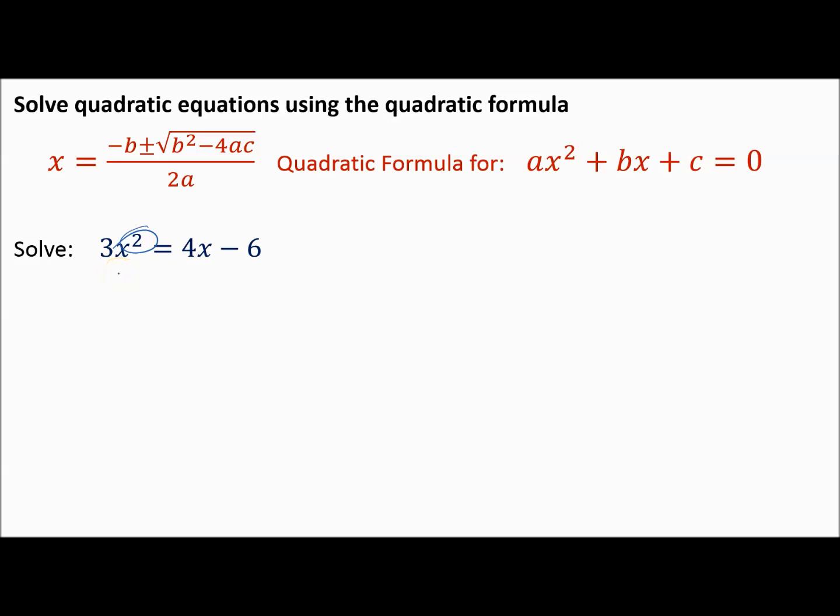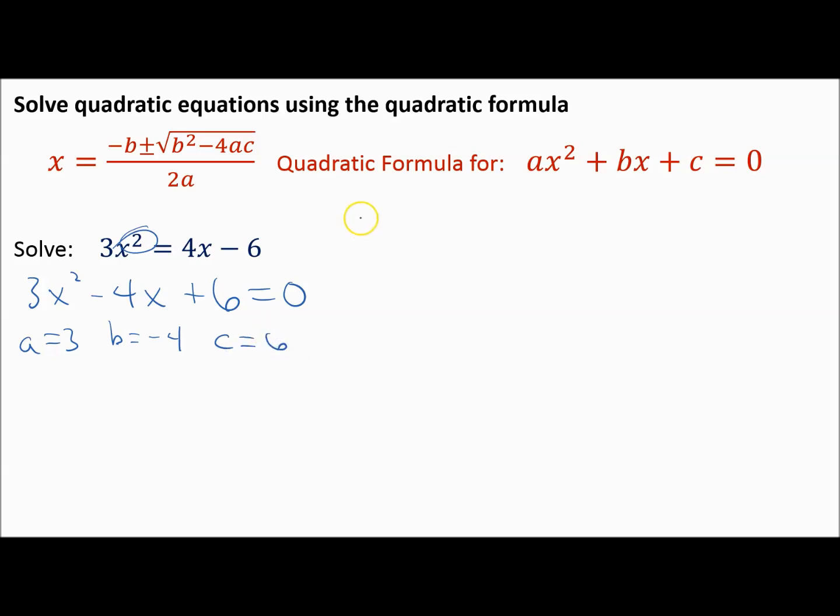And so what I'm going to do is subtract the 4x over. That's going to make that 3x squared minus 4x. And I'm going to add the 6 over. So plus 6 equals 0. So notice what I did. I want to keep the 3x squared positive. It's always easier to work with your problem when a is positive, and move the positive 4x over to make it negative 4x, and move the negative 6 over to make it positive 6, which means a is 3, b is negative 4, and c is 6.